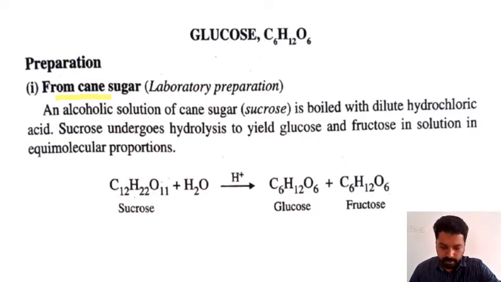Sucrose is boiled with dilute hydrochloric acid. Sucrose undergoes hydrolysis to give glucose and fructose in solution, in equimolar proportions, 1:1. When the resulting solution is cooled, glucose, being less soluble in alcohol than fructose, usually crystallizes out, and these crystals can be collected by filtration or by centrifugation. In that way you can separate the glucose.